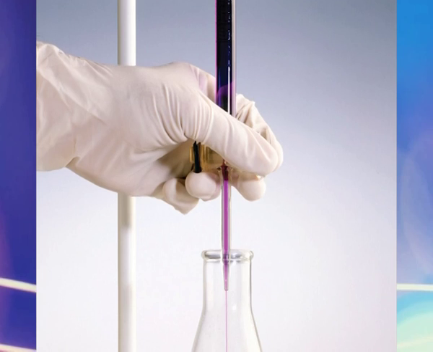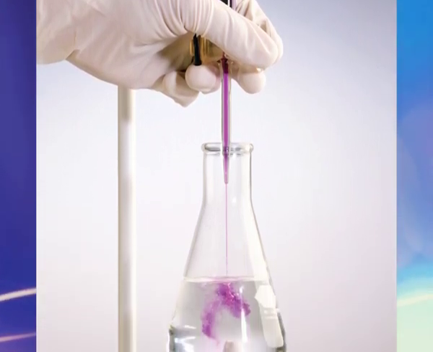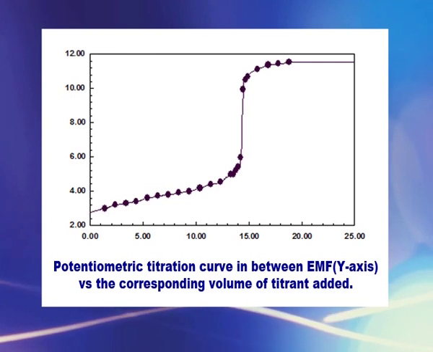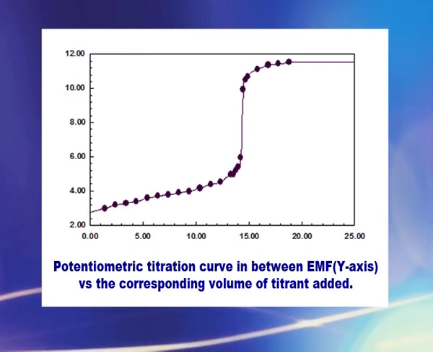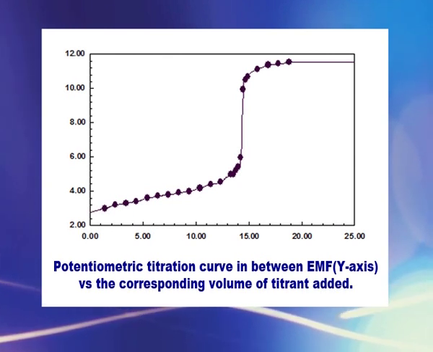The critical problem in a titration is to recognize the point at which the quantities of the reacting species are present in equivalent amounts. The titration curve can be followed point by point, plotting as ordinate successive values of the cell EMF, that is pH, versus the corresponding volumes of titrant added. You can see Figure 1 represents the potentiometric titration curve between EMF on the y-axis versus the corresponding volume of titrant added.